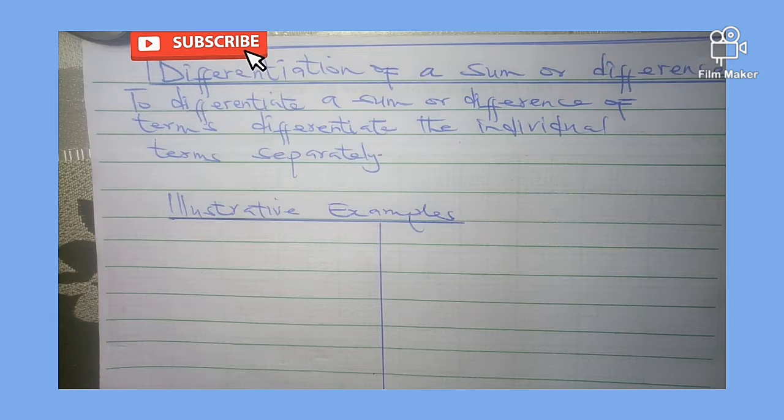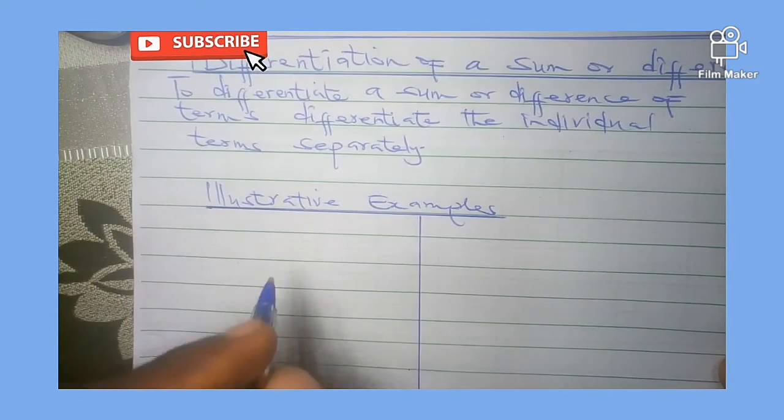Hi everyone, let's continue with the second part of differentiation. Today's topic is differentiation of a sum or difference. To differentiate a sum or difference of terms, differentiate the individual terms separately. That's what it means. Let's look at the following example.